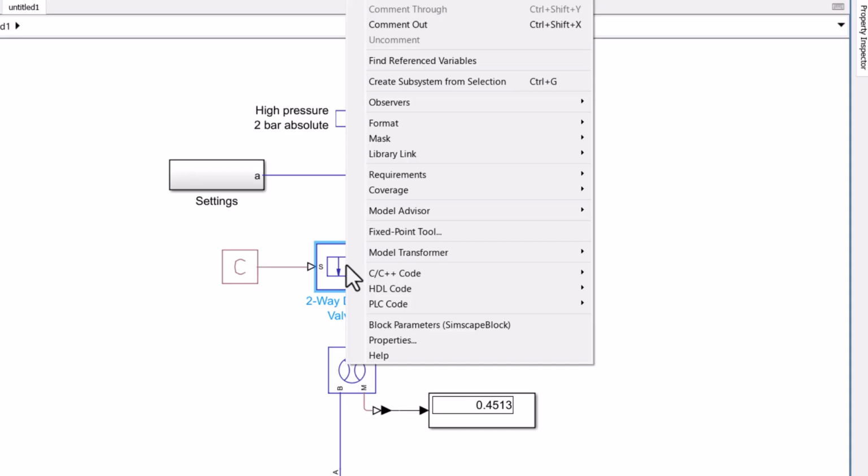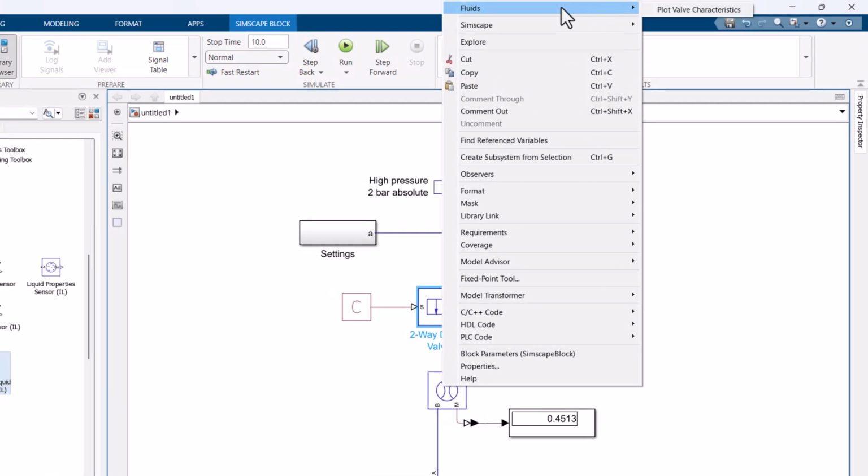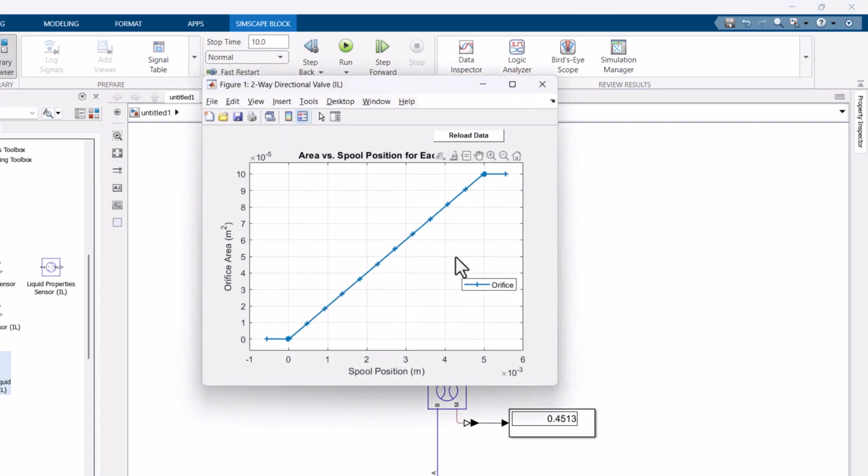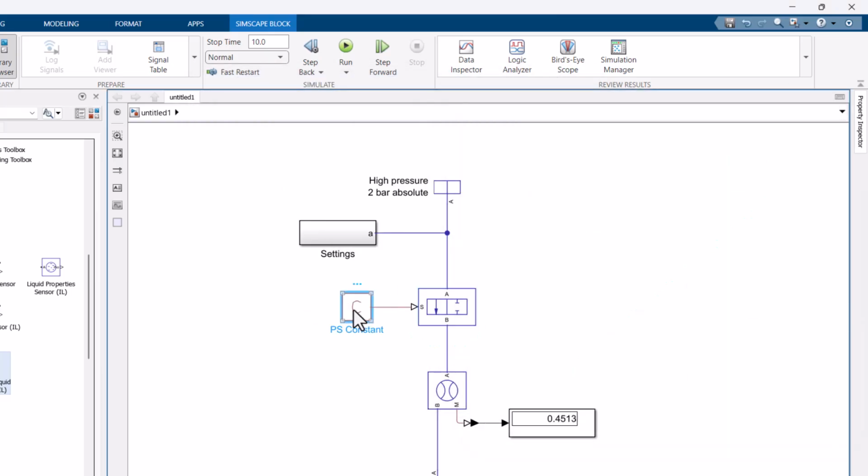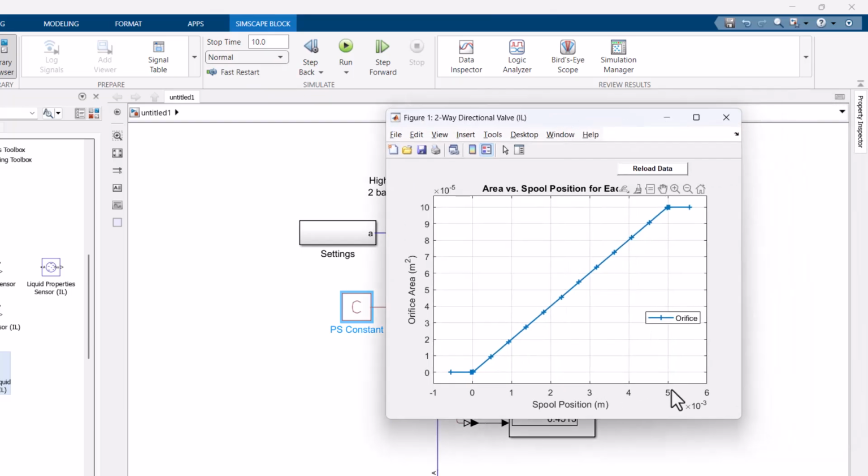So if you right click on this block, and in the Fluids tab, you see the plot valve characteristics. And here the spool position is the signal that you may get from the PS constant block, which is this block. And it says that when you reach 5e-3, it is 100% open, and this is the orifice area. And if the signal is equal to 0, then it is 100% closed, or it is 0% open.